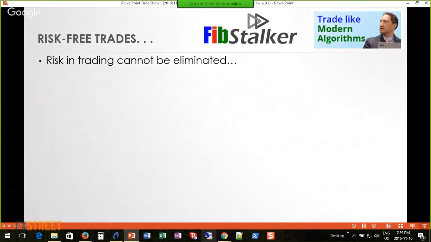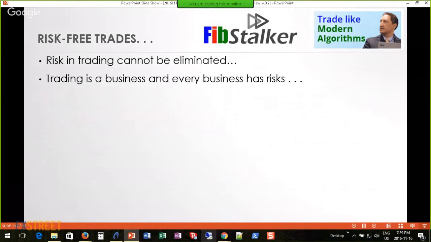Now, risk-free does not mean that you can eliminate risk. In fact, risk in trading cannot be eliminated. Okay. However, we can do something. And before I tell you what, always remember that trading is a business, and every business has risks. If you treat trading as a job that gives you a steady income, you're not getting it, and you'll be forcing trades that do not belong to your portfolio of trades. And that happens all the time.